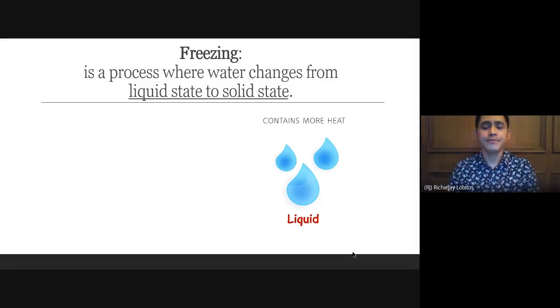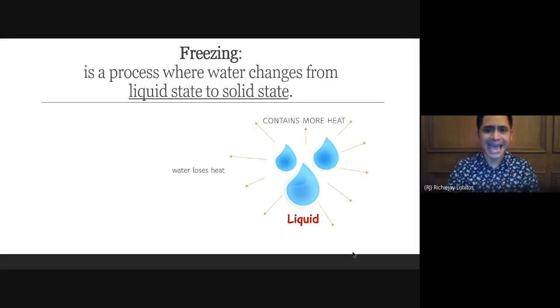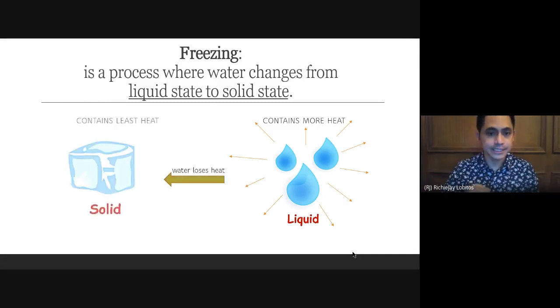We learned earlier that water contains more heat than the ice. So when you place water in the fridge, these water molecules will actually lose heat. It will gradually lose heat to its surrounding air because the surrounding air is cooler than the water. When that happens, the water molecules will slow down, come together, and form into solid state, and they become an ice. So that is a freezing process.